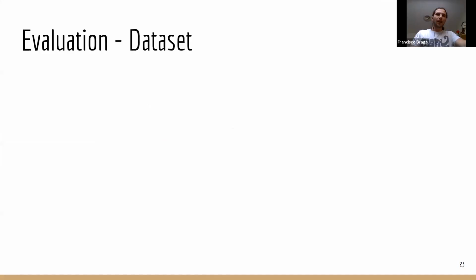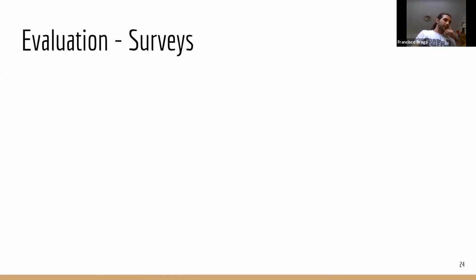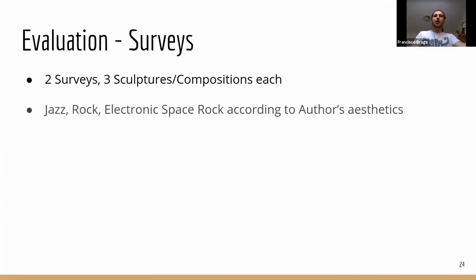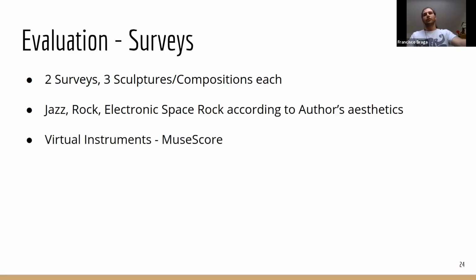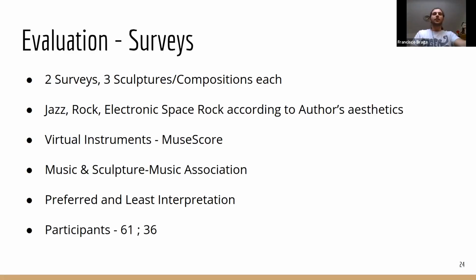To evaluate, we use a dataset composed of two sculptures we obtained online and four we captured and processed. And we performed surveys. We had two surveys, each with three sculpture compositions. And we made three possible interpretations using virtual instruments, the open software MuseScore. One closest to jazz, one rock, and one, for lack of a better term, electronic space rock. And we wanted to evaluate the music and the sculpture-music association, both for the preferred and the least preferred interpretation. We had 61 participants in the first, 36 in the second.